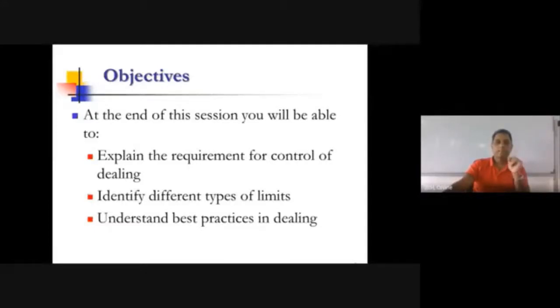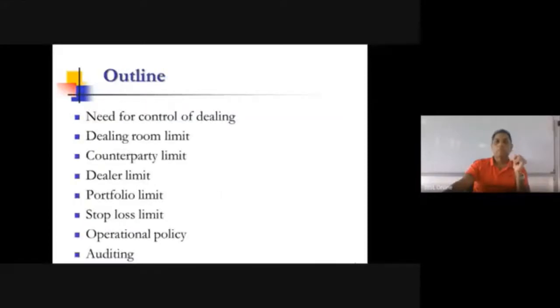So basically, explain the requirements for dealing, identify different types of limits, and understand best practices in dealing. So why do we need limits? What are the limits? What are the counterpart limits? What are the portfolio limits? What is the stop loss limit? What is operational policy? And auditing, basically.